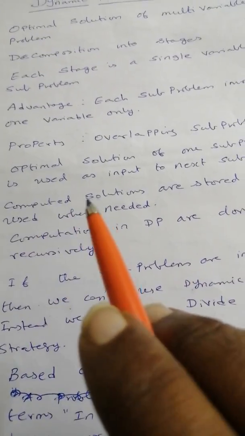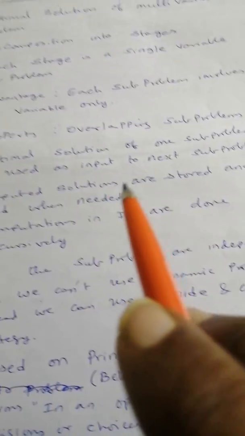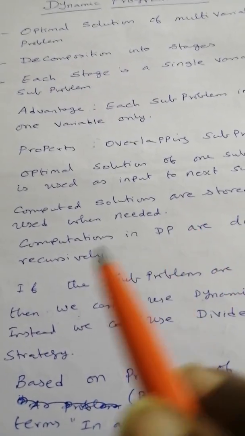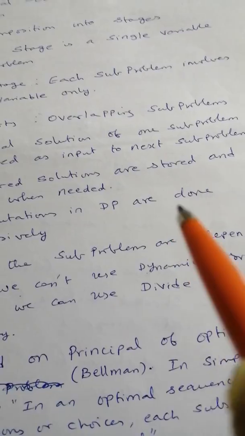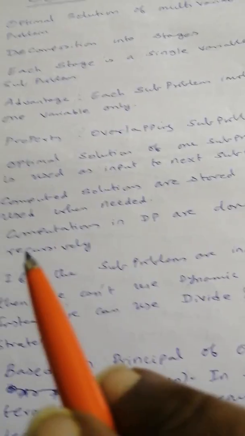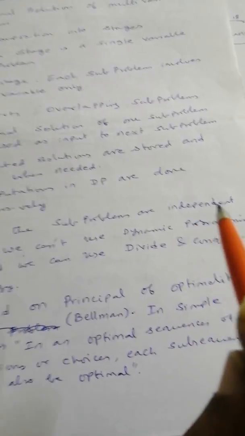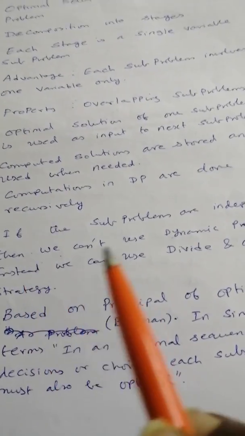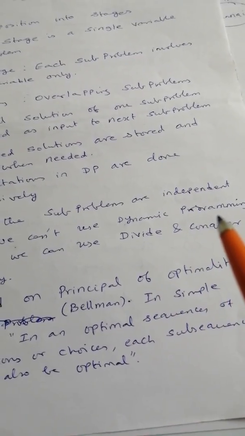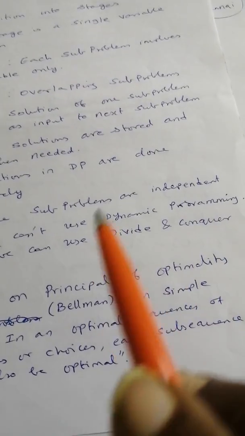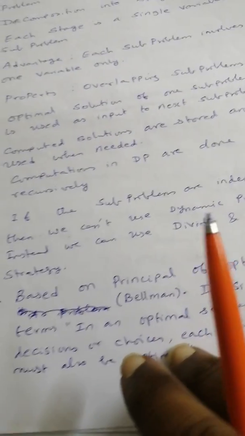In the computational process of dynamic programming, computed solutions are stored and used when needed. Hence, the computations in dynamic programming are done recursively. If the subproblems are independent, then we cannot use dynamic programming. Rather, we have to use another strategy called the divide and conquer strategy.